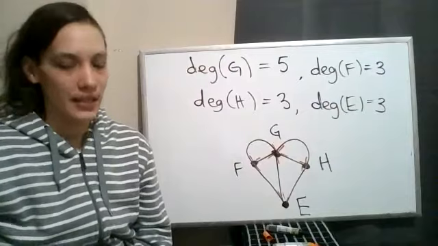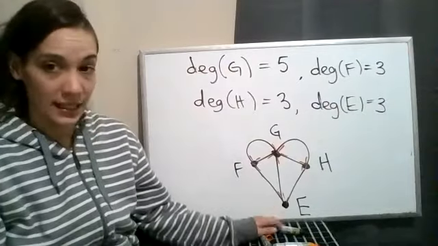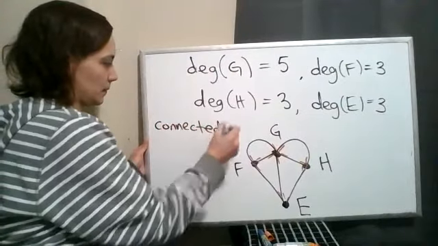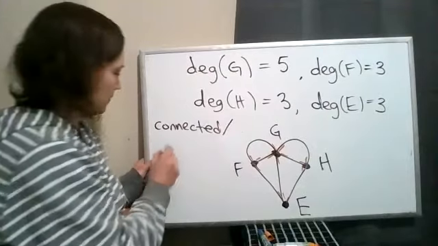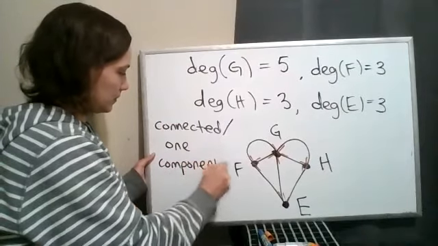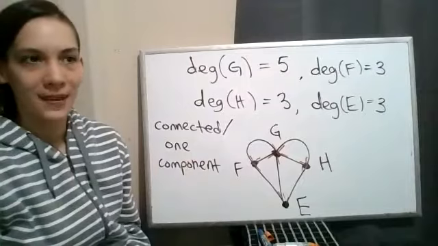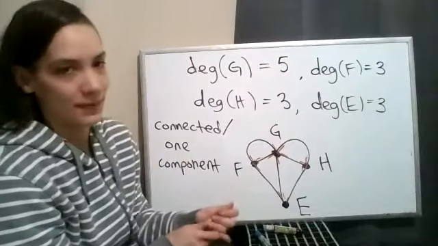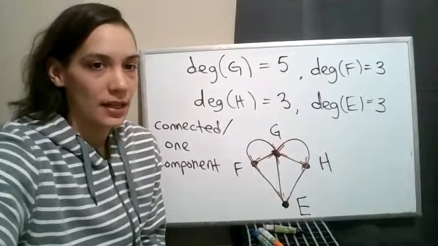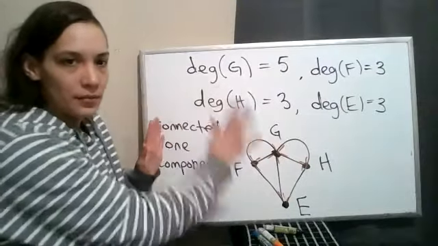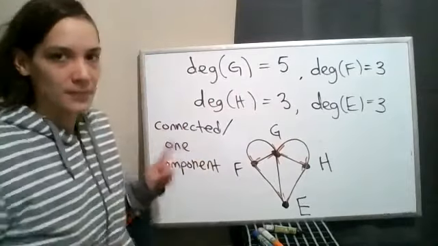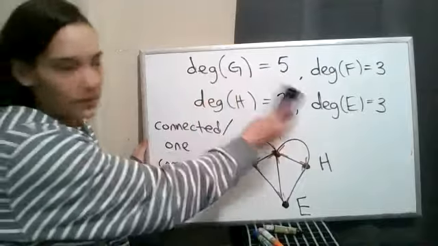All right, let's just talk a little more about this graph. It is connected. There's one component. Okay, let's go down here to the next picture. We'll have, let's do 2 components and they're part of the same graph.